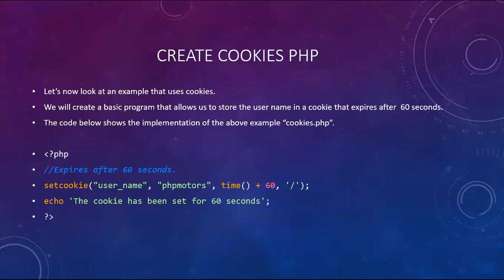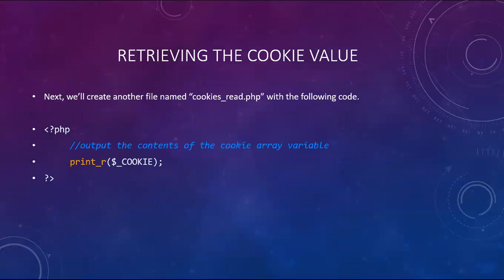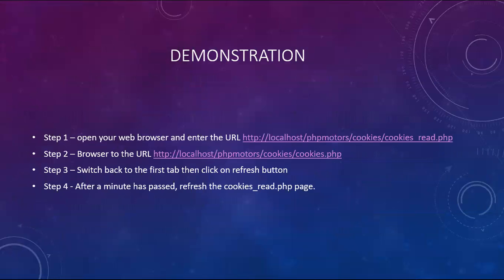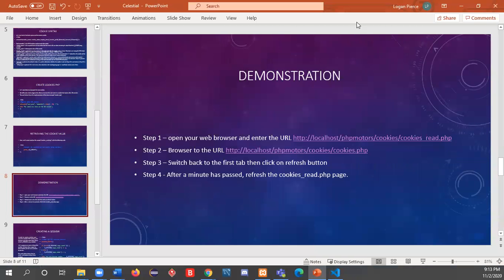We want to create a cookie PHP. This gives an example of what it would look like, where it's a basic program that allows us to store the username in a cookie that expires after 60 seconds. Then to go along with that, we want to retrieve the cookie value by making a cookies read PHP. Now I'll go ahead and show a demonstration here.